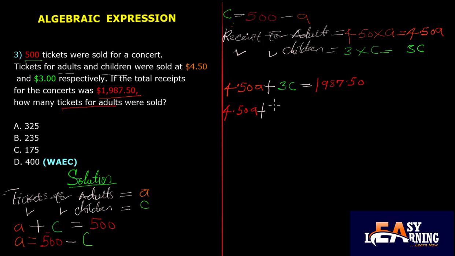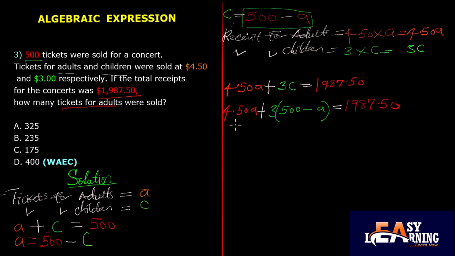So anyway, we have C. We are going to replace it with this that contains our A. And what's that? That is 500 minus A. All right, and let's equate it with the total numbers of tickets that we were given, and that was $1,987.50.